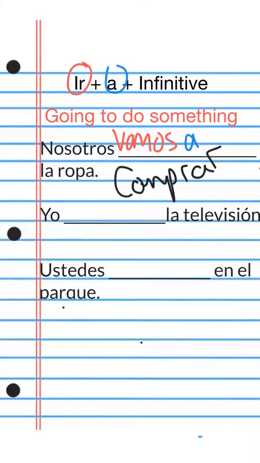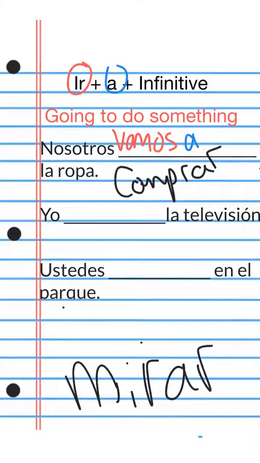So for the second example, we are trying to communicate the idea that I am going to watch the television. Hopefully by now you know that the word to watch is mirar. So how would you conjugate the verb ir along with the formula to communicate this message? For starters, you would conjugate the verb ir to say voy. Then you would have to plug in the word a. And then you would simply place the infinitive after it. Voy a mirar la televisión.